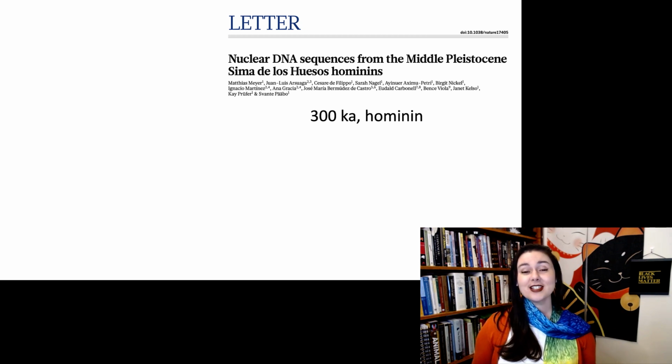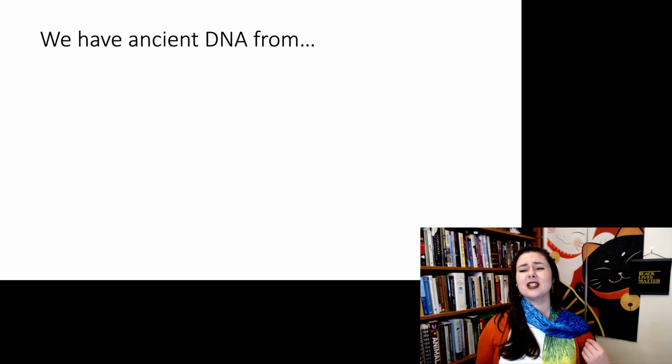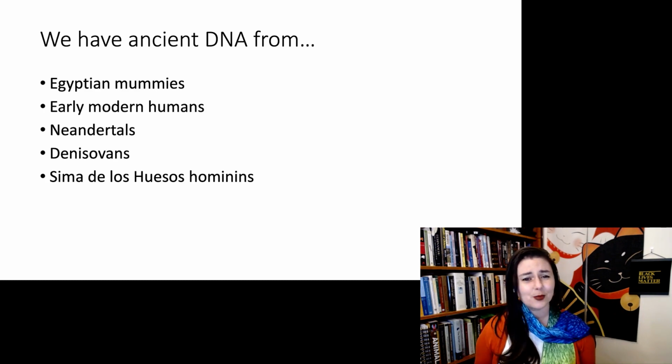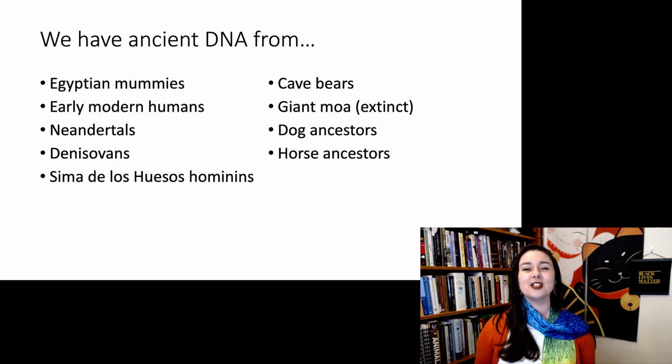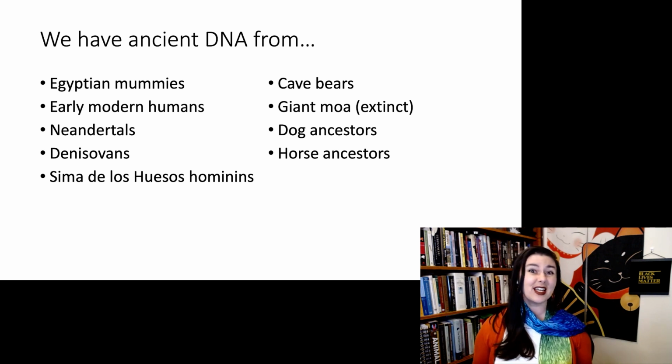The oldest hominin that we've been able to extract DNA from is 300,000 years old. That's the Cima de los Huesos material. Though the oldest ancient DNA we have is 700,000 years old, and this is a horse ancestor. But we, of course, have ancient DNA from so many different things at this point. The first ones were experiments on Egyptian mummies, trying to perfect our methods. But we also have early modern humans, Neanderthals, Denisovans, Cima de los Huesos hominins, and we have a bunch of non-human stuff. We have cave bears, we have giant moa from New Zealand, which are now extinct. We have dog ancestors, we have horse ancestors, and probably other ones that I don't even know about yet, because that's just how much ancient DNA there is.